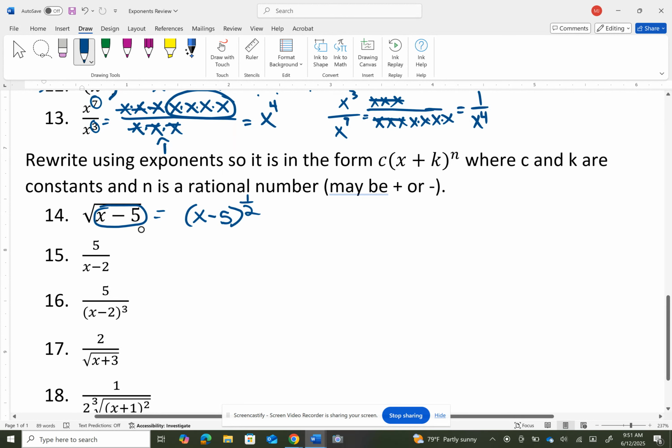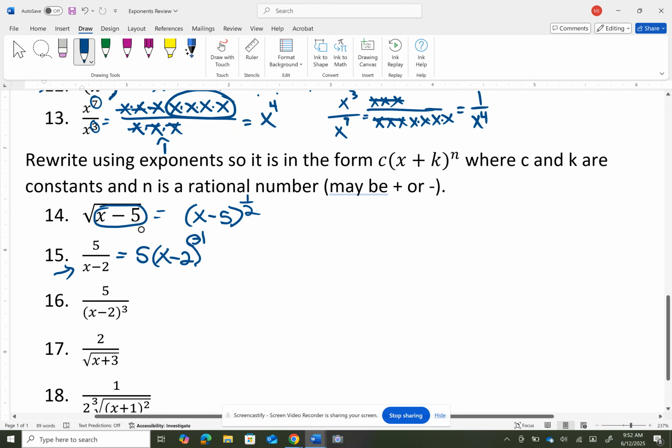Now, when you're looking at number 15, I want to try to write it so it's 5 times something, not 5 divided by x minus 2. So what I could do to make that happen is I could think of bringing that x minus 2 back up, but I would need to have a -1 on that so that these two would be equivalent. Think about how x minus 2 to the -1 would have meant 1 over x minus 2, and that would have been how that x minus 2 wound up in the denominator.